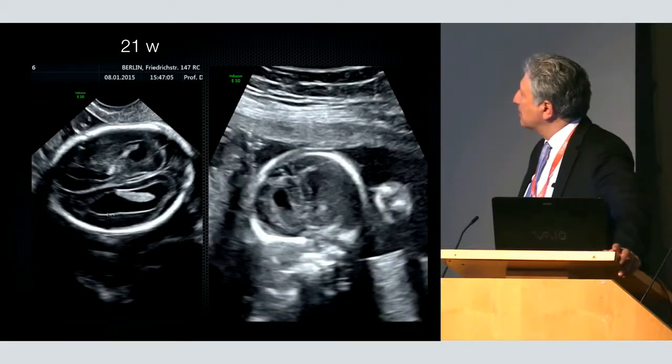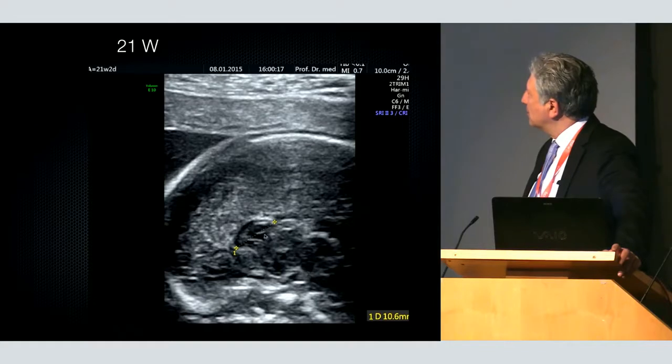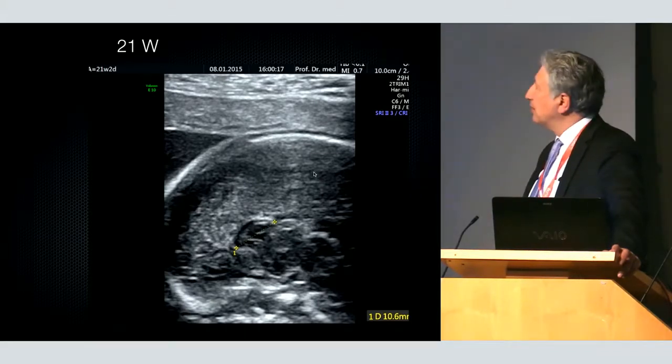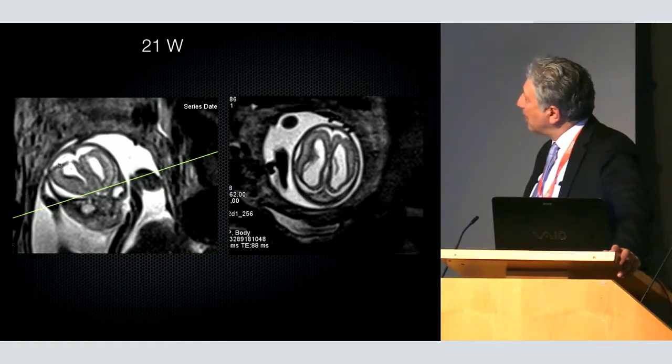So you see here, this is the dilated part. This is here the dilated subarachnoid space with the brain damage. And this is the corpus callosum, 21 weeks, 10 millimeter. There is something here, but rather secondary. MR showed the brain damage here. You see the upper part, the one you saw at 14 weeks, was there.